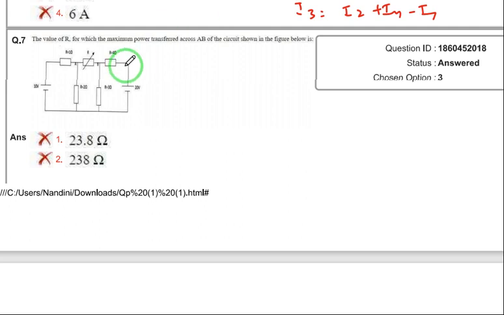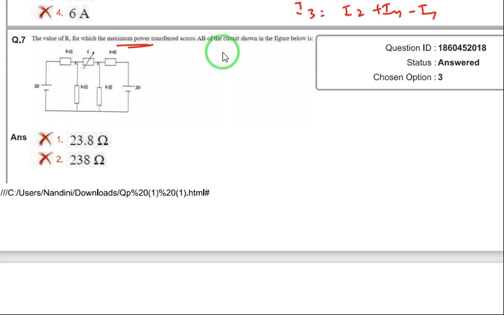Next one you can see, the figure is not appearing clearly here. The value of resistance is asked for which the maximum power is transferred across AB. Maximum power transfer will happen when the load resistance equals the source resistance, RL equals RS. So you have to calculate the source resistance.